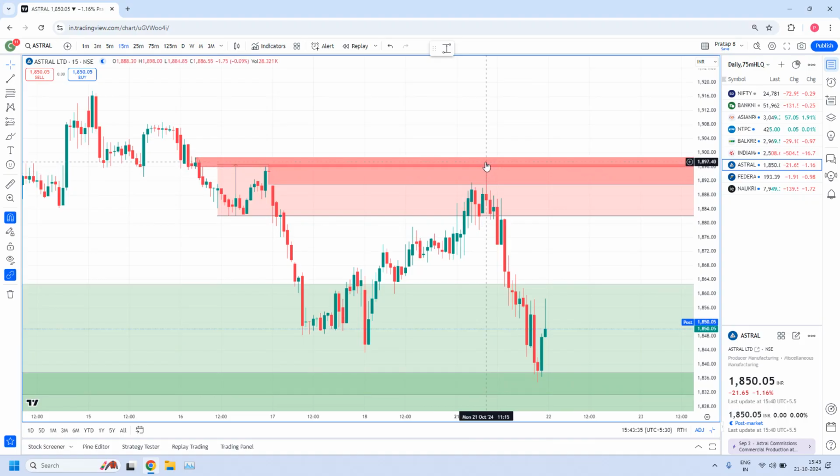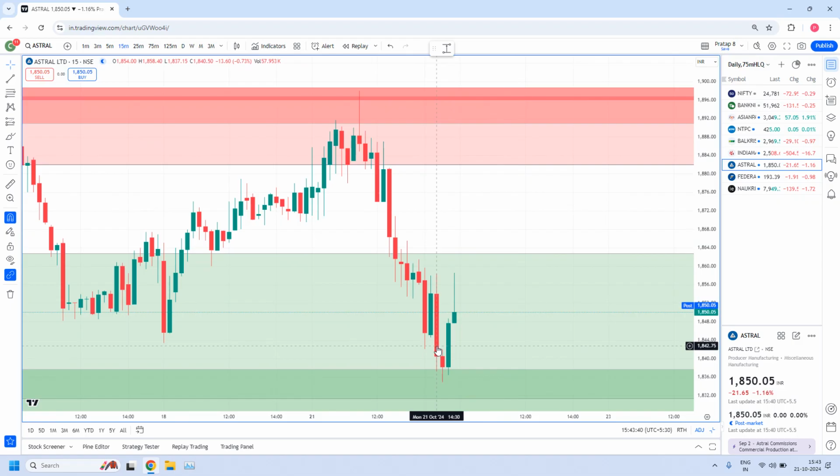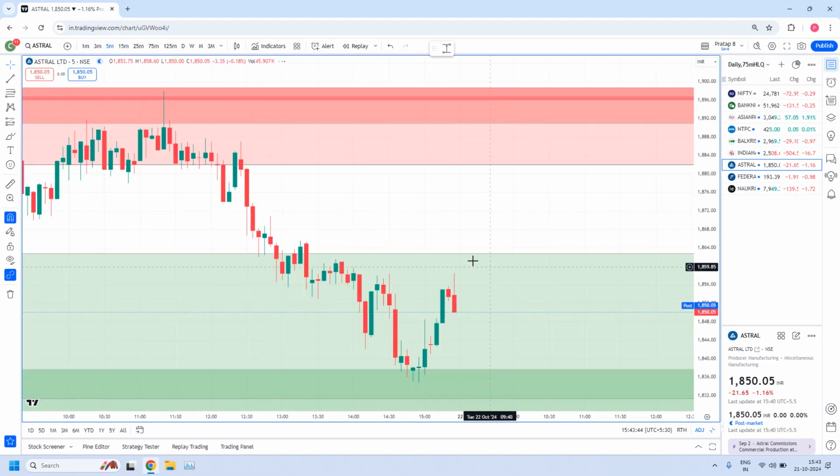Here we took the order and after that prices came and finally it reached the target at the 2:30 candle, 15 minutes candle. If we go to the 5 minutes time frame, it reached at the 2:40 candle, 5 minutes candle. And we got the entry at the 11:15 candle. Almost 3.5 hours it took to reach this target.